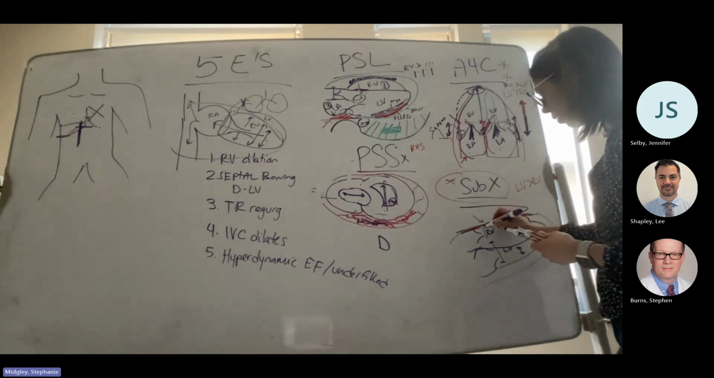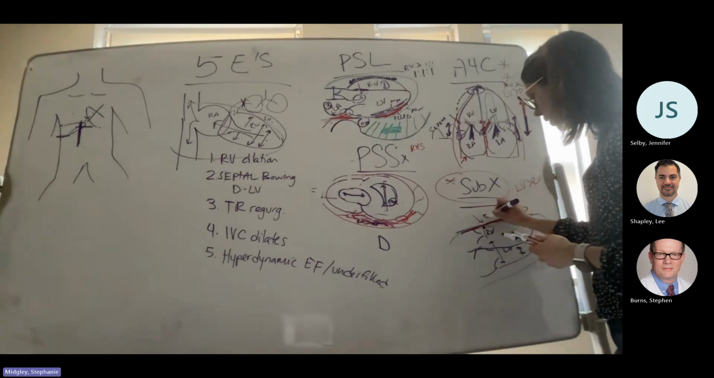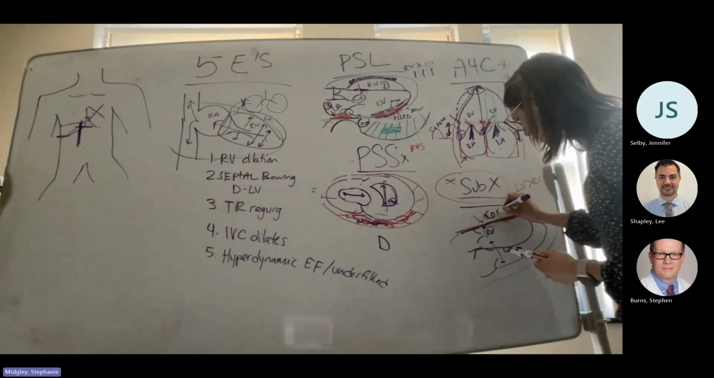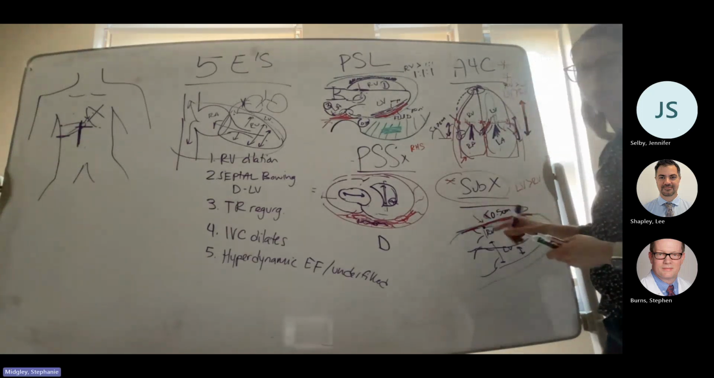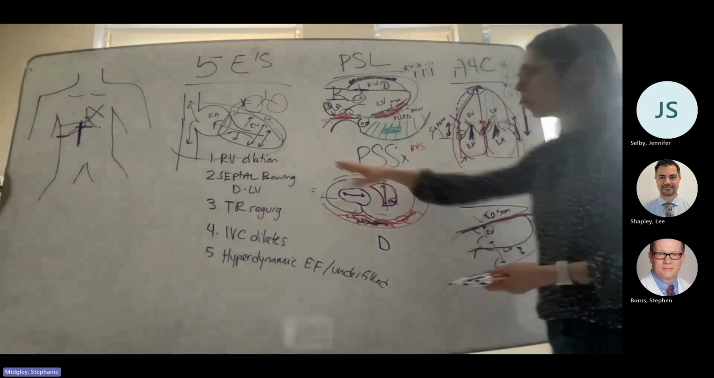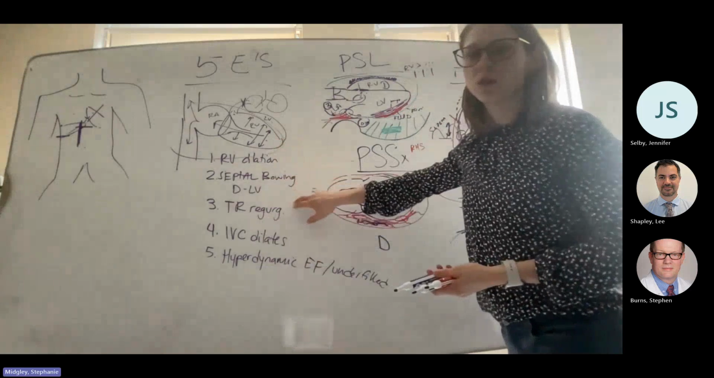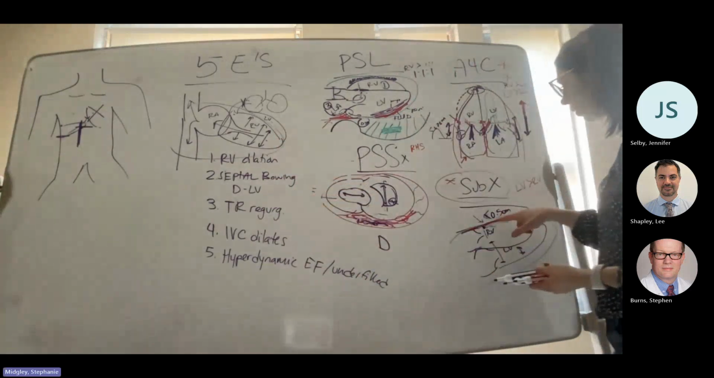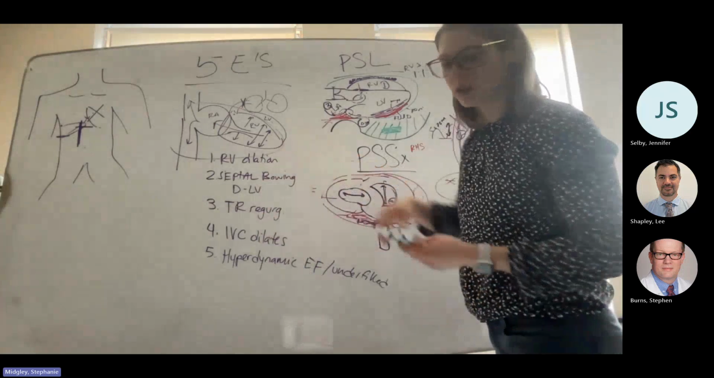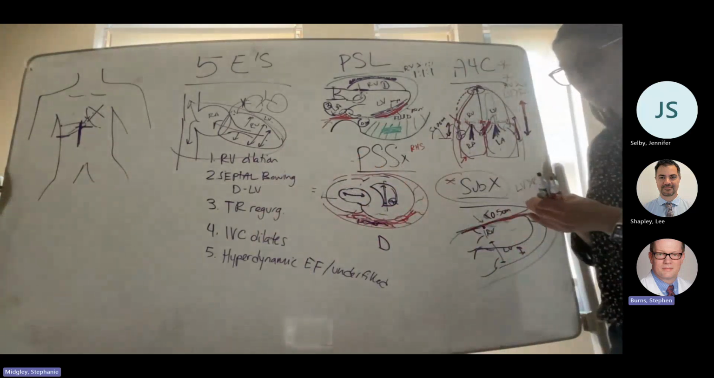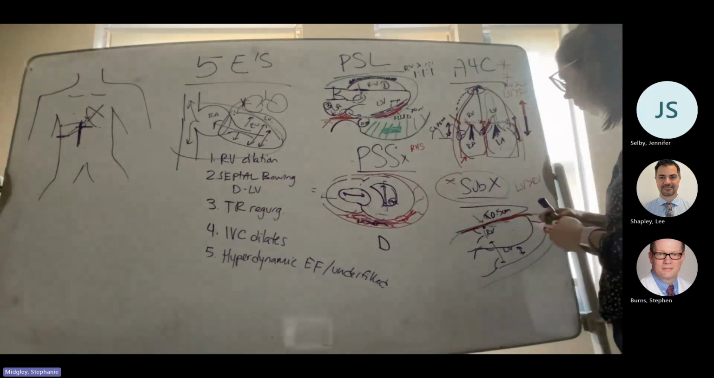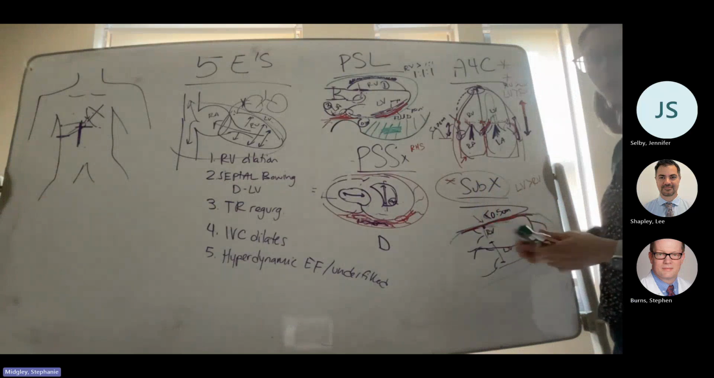And if that wall is less than 0.5 centimeters, that's acute. So if you have a thin RV wall, which it should be normally, and all these signs, that's acute right heart strain. If the RV wall is thick, all of this could just be chronic changes that you're seeing. So you're looking at the apex, right, Stephanie? It's the free wall, but you're actually looking at it by the valve, so closer to the base.